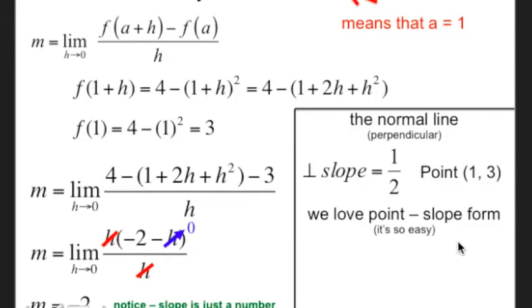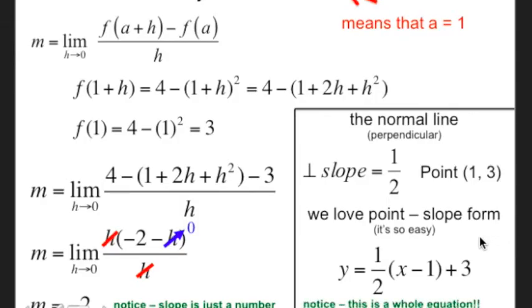And we love the slope-point form because it involves absolutely no math. It's that easy. You just plop in the slope, plop in the x value and the y value, and you've got your equation for the normal line. So if you notice, the answer is in equation form because they're asking us for an equation for a line.